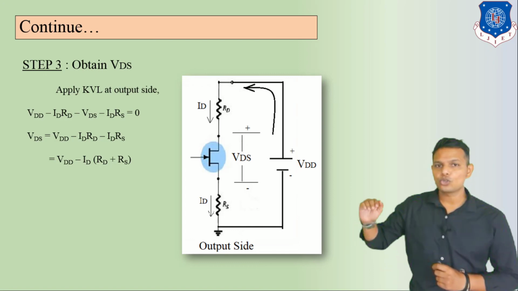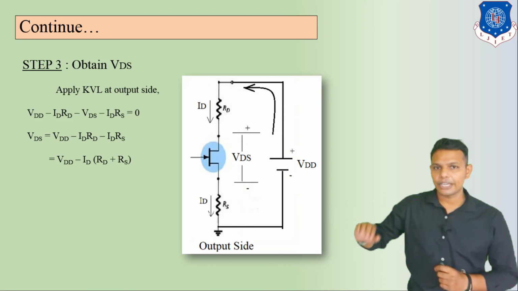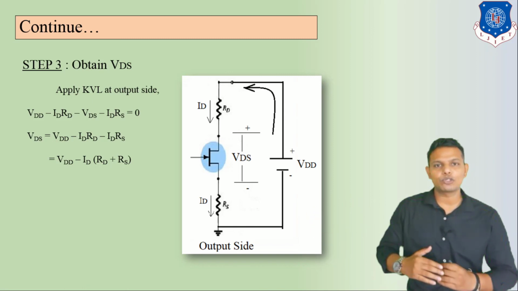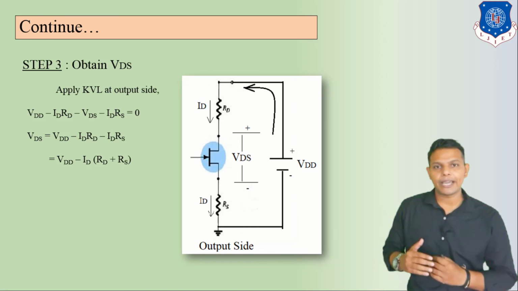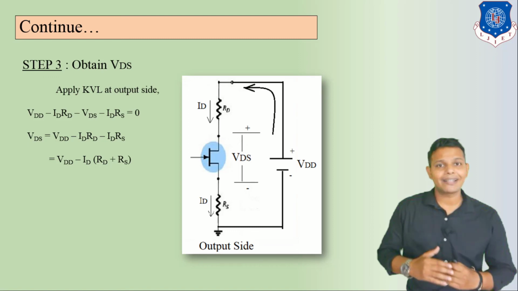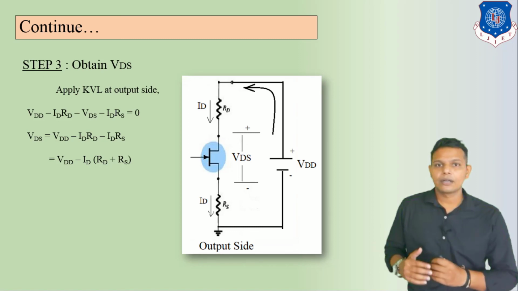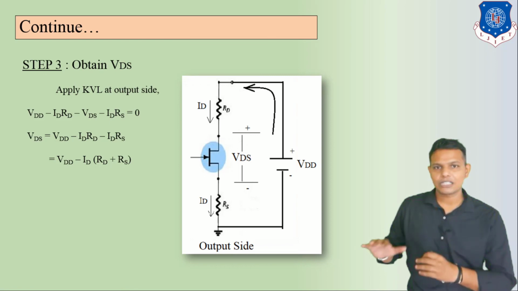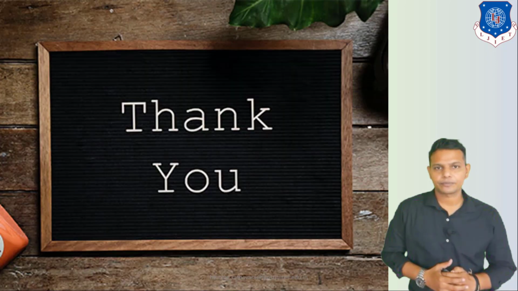So the drain to source voltage, gate to source voltage, and drain current equations we have to derive for stability and for the Q point. Then and then we will get precise output at this output side.